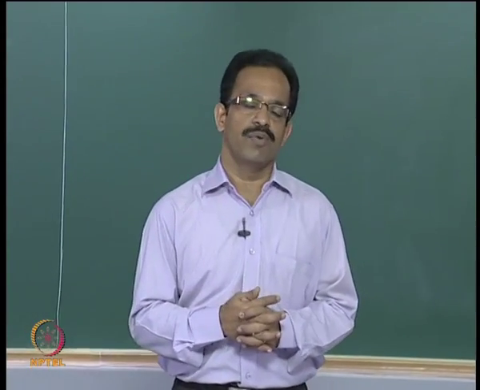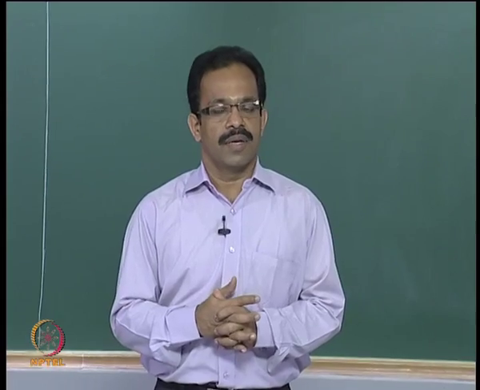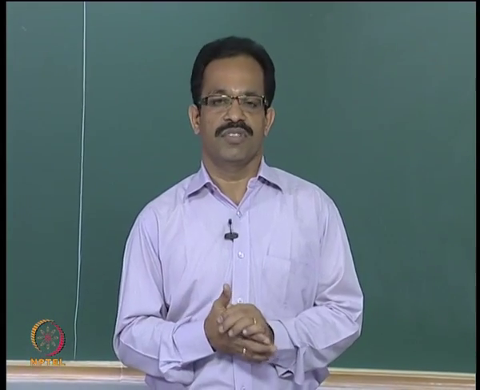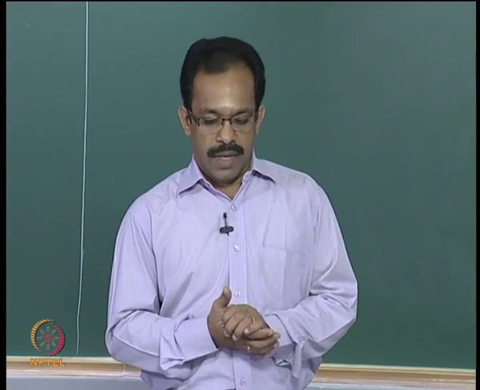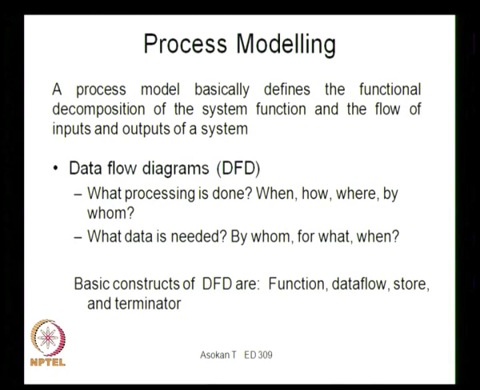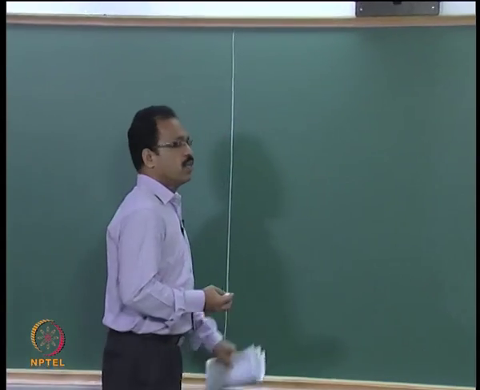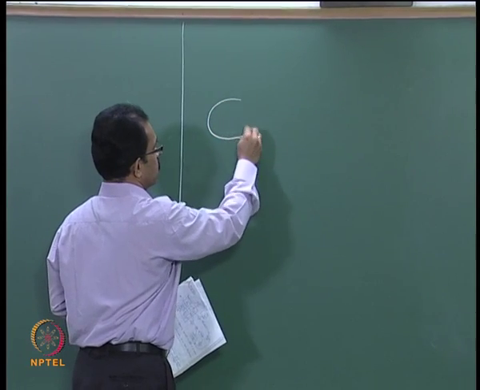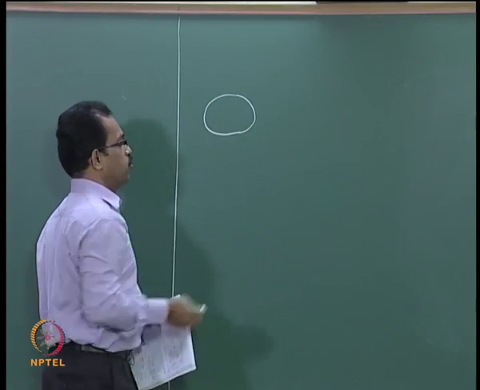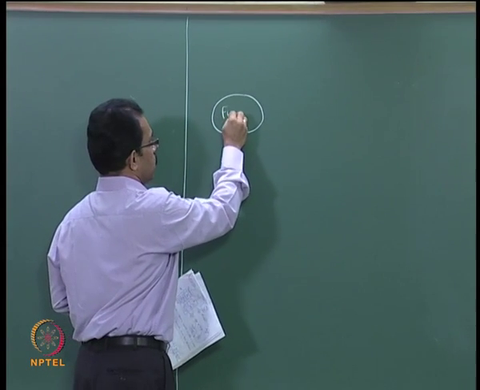Let us see how we can develop data flow diagrams to represent these processes, and what the different ways of representing them are. As you can see, the basic constructs of DFD are function, data flow, store, and terminator. These are the four basic constructs for the data flow diagram. First, the function. As you know, a function is the basic entity of any system. The function is represented using a circle or an oval in the data flow diagram.